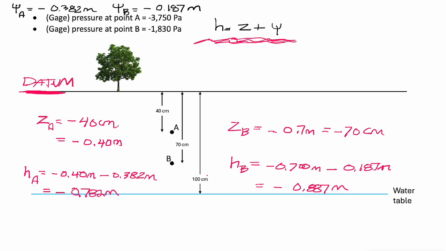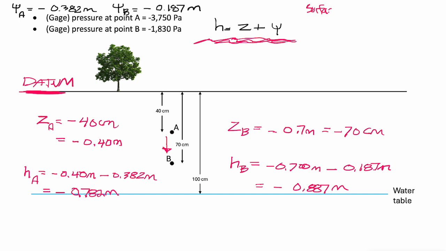And I should see that my head at B is more negative than my head at A, and so groundwater will be flowing down from A to B. Furthermore, I'm going to write this up in the corner. This is the surface's datum, right?